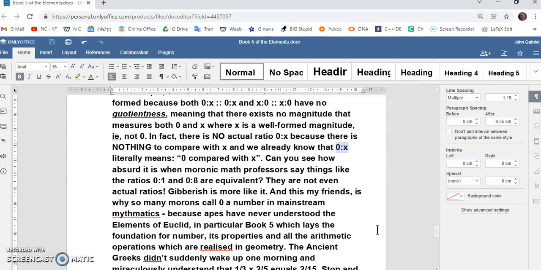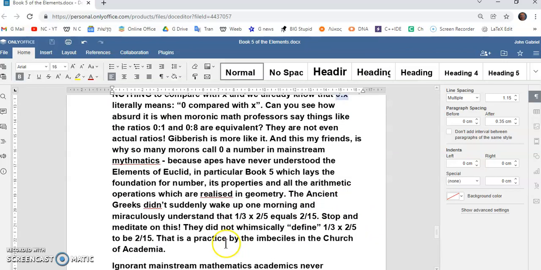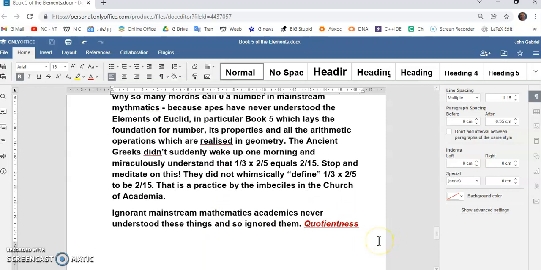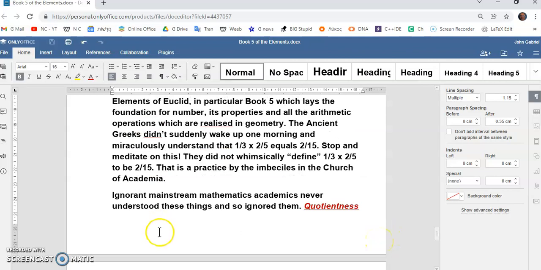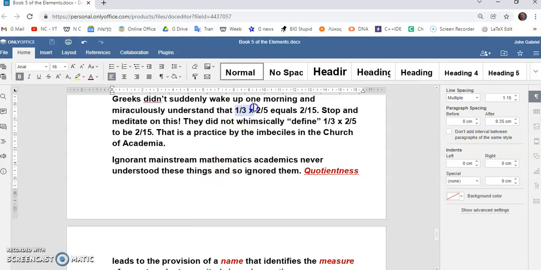because the apes have never understood the Elements of Euclid, in particular Book 5, which lays the foundation for number, okay? Its properties and all the arithmetic operations that are realized in geometry. The ancient Greeks didn't suddenly wake up one morning and miraculously understand that a third times 2/5 is equal to 2/15. That didn't happen. There was no such miracle.